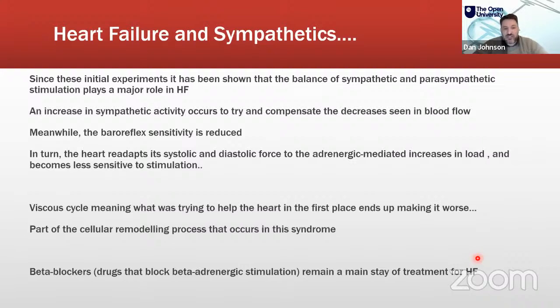Some of you may have heard of these before. These are drugs that actually block beta adrenergic stimulation, so they might slow your heart rate down, for example. But they remain a mainstay of treatment for heart failure, and also, for example, in arrhythmogenic syndromes such as atrial fibrillation, which maybe some of you have heard of.